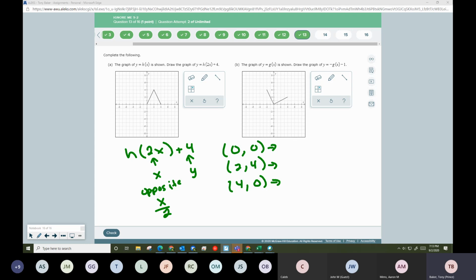So if it said negative 2, yes, you would actually do exactly what you just did, negative x over 2. I will tell you, you'll never see one like that in this topic. But that is true in case of an example that would come up later on. But it won't happen in this topic. So I'm going to take all the x's and divide by 2. So 0 is still 0. 2 becomes 1. And 4 becomes 2.